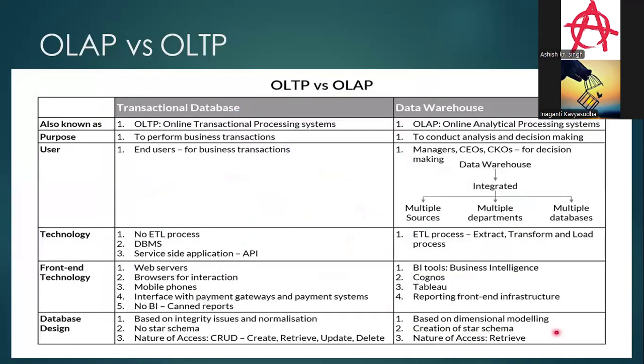Now let's come to the two types of databases. The first one is OLAP and OLTP. Basically, what is OLTP? OLTP stands for Online Transactional Processing System. It deals with day-to-day operations data. For example, if there is a DMart store, the daily transactions of the store will come under the OLTP database.